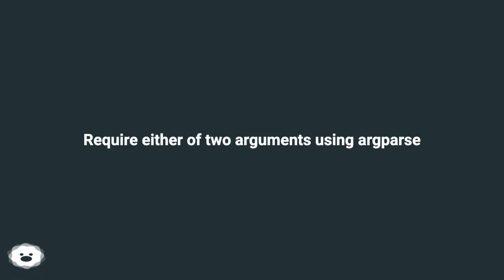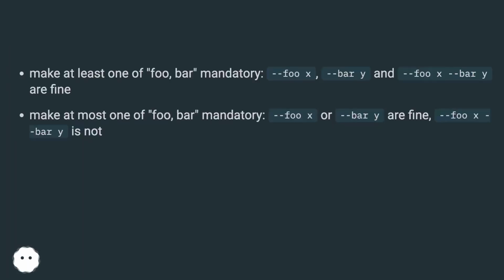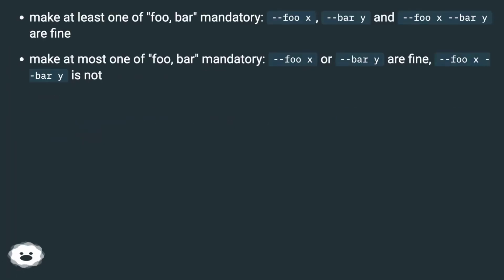Require either of two arguments using argparse. Given foo and bar, how do I make at least one of foo, bar mandatory? "foo x", "bar y", and "foo x bar y" are fine. Make at most one of foo, bar mandatory: "foo x" or "bar y" are fine, "foo x bar y" is not.